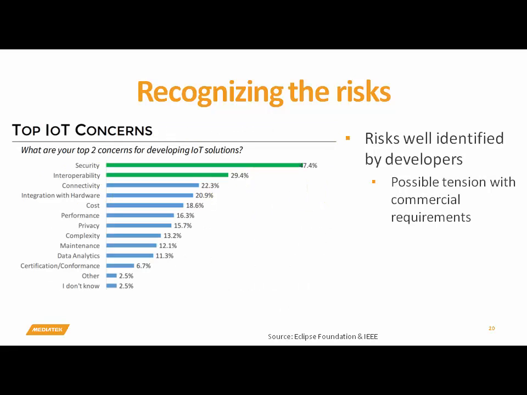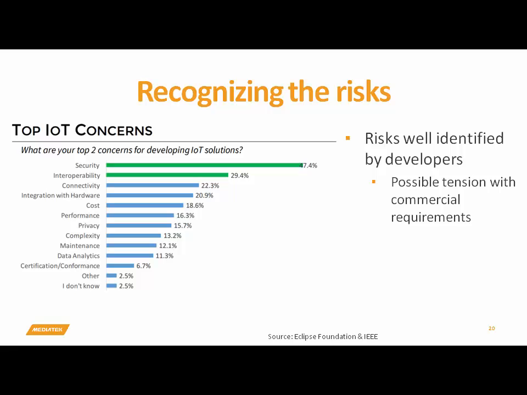However, a different research paper by the Eclipse Foundation and the IEEE, which interestingly didn't target executives, it actually targeted developers themselves. That highlighted that security was the number one concern in developing IoT solutions. Interoperability, interestingly, number two. So two of the things that we'd originally identified as challenges for IoT in general.